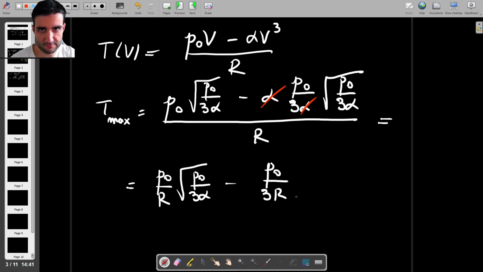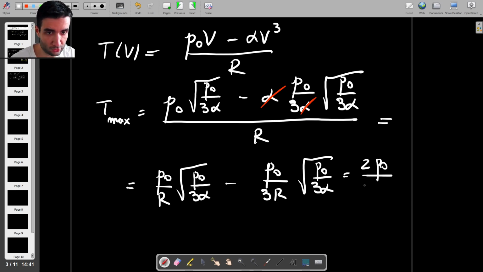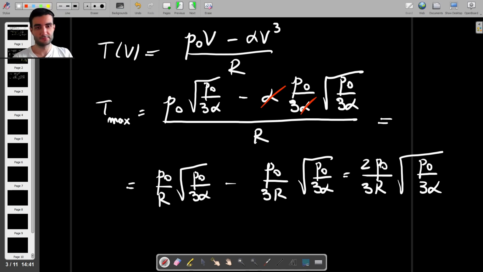So I'm just splitting up the fraction into fractions. Square root of P naught over 3 alpha, and that is 2 P naught over 3R square root of P naught over 3 alpha. And that's it. That's the, well, let's put some units here. Let's say this is in Kelvin. So this is the maximum temperature.